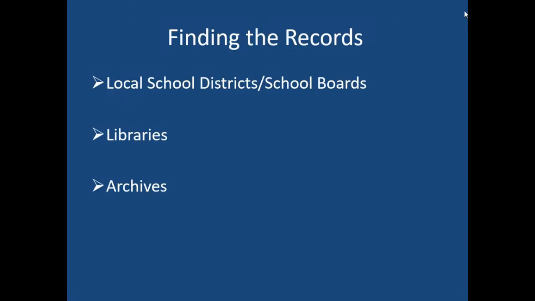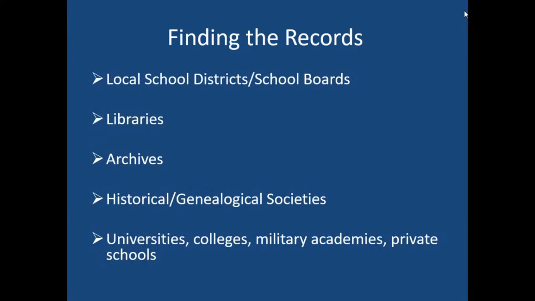But historical and genealogical societies can be your friends on this because many of these groups are populated with genealogists themselves. And guess what? They're looking for the same kinds of records. So hopefully the Historical Society or Genealogical Society in a particular area will already know where these records are located and can help you find them. And also contact those colleges, universities, and private schools and talk to them about their records.